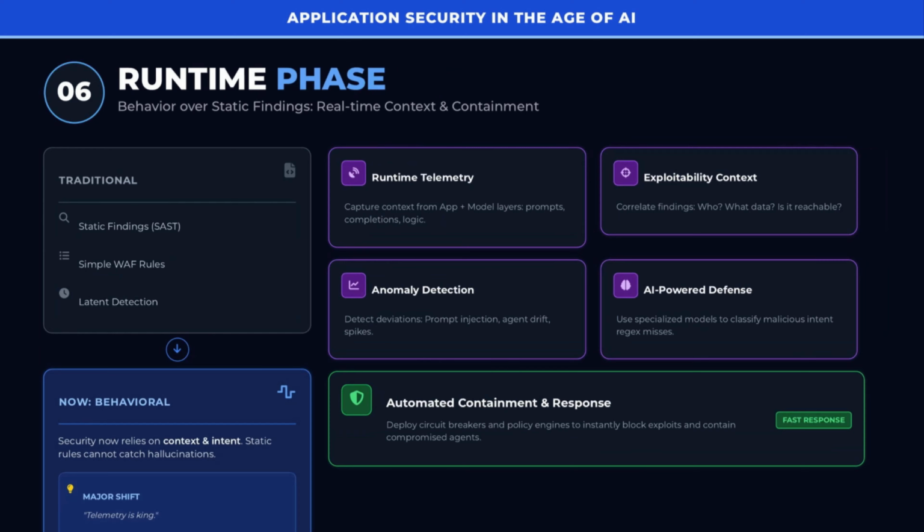In production, static findings and simple web application firewalls can't keep up. AI systems can be jailbroken through cleverly crafted prompts, and hallucinations can lead to business logic failures. That's why we need behavioral defense, techniques that monitor context and intent in real time. Telemetry becomes king. Instead of relying solely on predetermined rules, we analyze patterns, detect anomalies, and contain suspicious behavior before it causes damage. This is a major shift. Security becomes an ongoing conversation with the system, adjusting as new threats emerge.